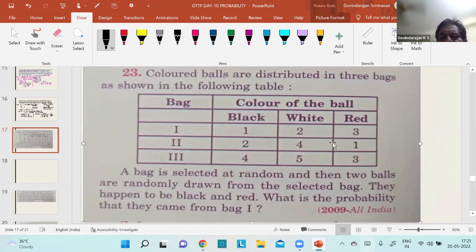It's a 2009 All India paper. That time, many of the children did this wrongly. Where they make the mistake, you have to see that.